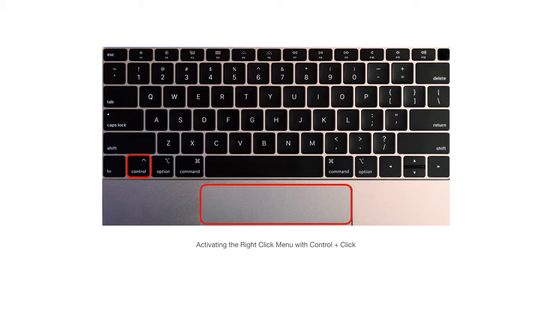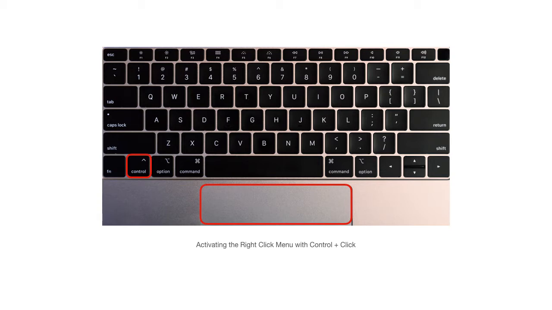There are a few ways that we can access our right-click menu. First, I will demonstrate how we can access this menu with our keyboard. To do this, you will need to find your control button and your trackpad. Pause the video to examine your keyboard and identify these buttons. When you are ready, press play to continue.